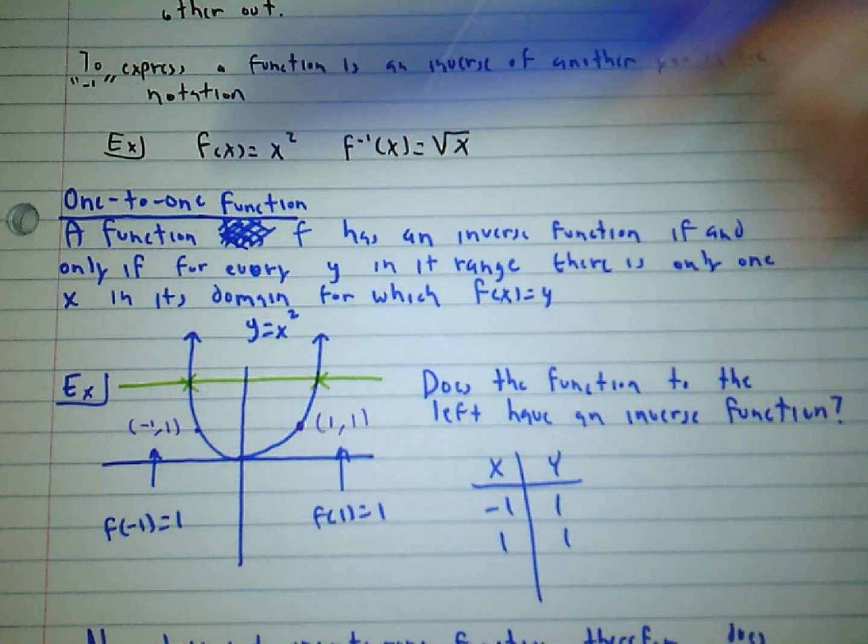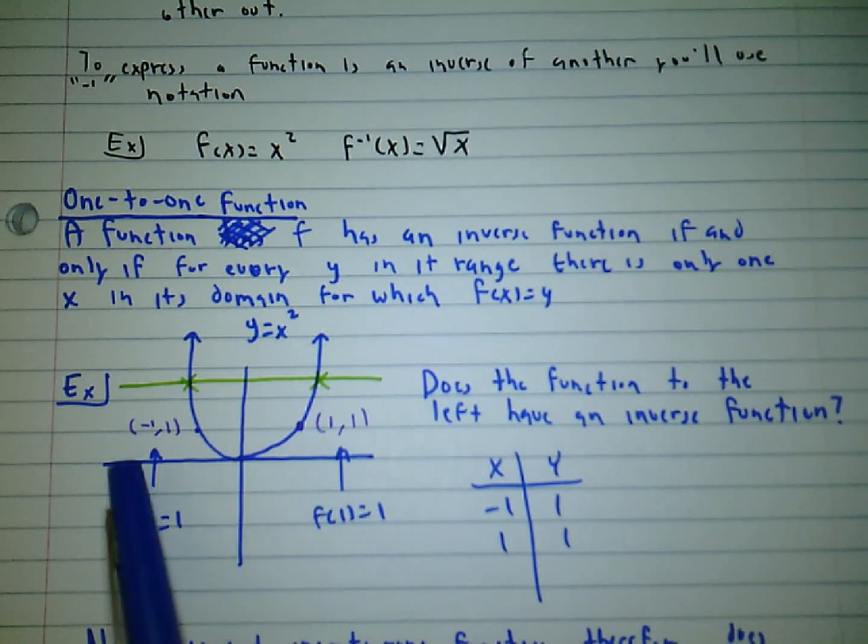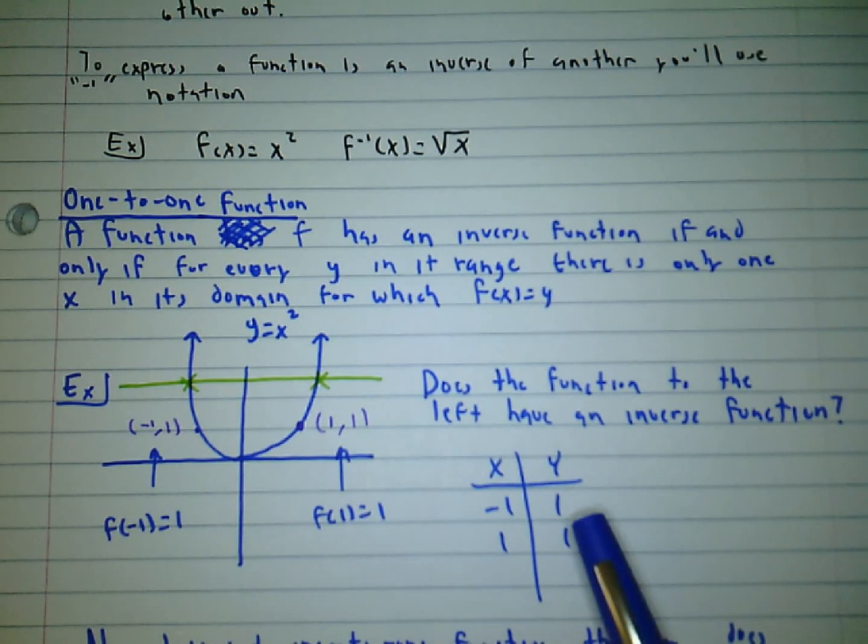Now, for you, it could be very difficult. I chose this example because it's easy enough for you to recognize these values and come up with this table real quick and know that it's not a one-to-one function. But there are more complicated functions, and if you want to figure out whether or not they're one-to-one graphically, it would be helpful to use something known as the horizontal line test.